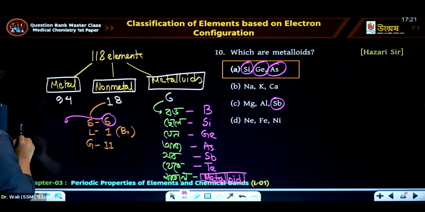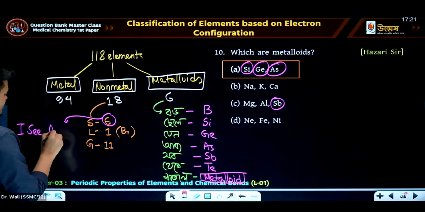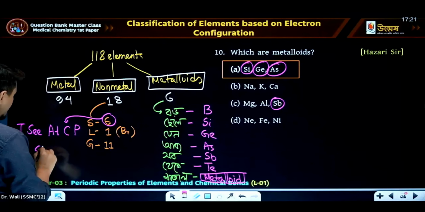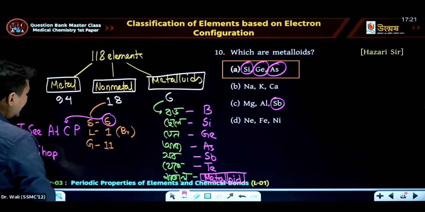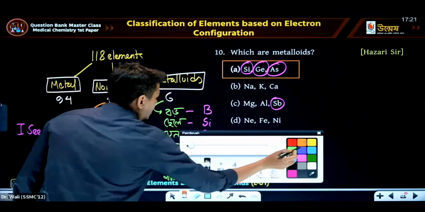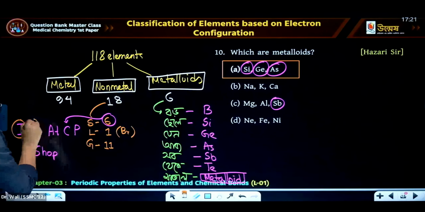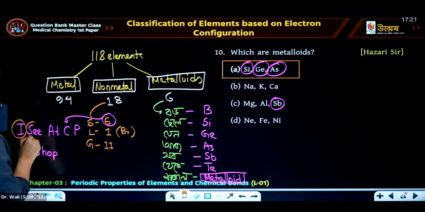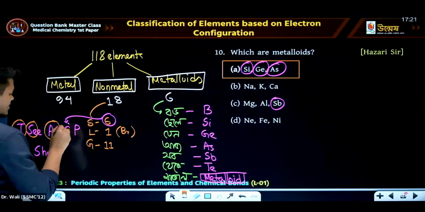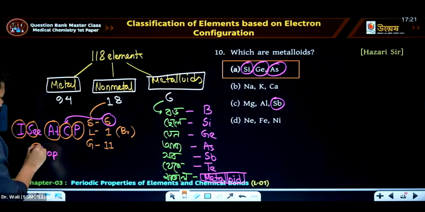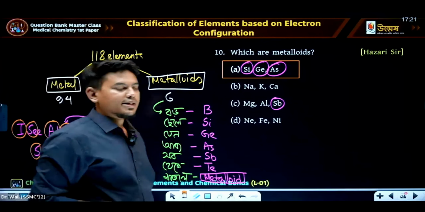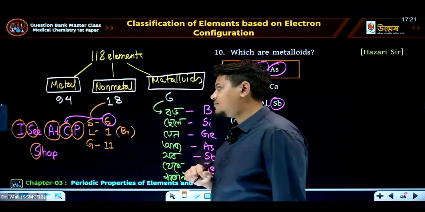We should also know all the solid non-metals. The solid non-metals can be remembered this way: IC at CP shop. How do we remember with this? I for iodine, Se for selenium, not Selena Gomez. At for astatine, C for carbon, P for phosphorus, and lastly S for sulfur. So we got all the 6 non-metals which are in solid state at room temperature.